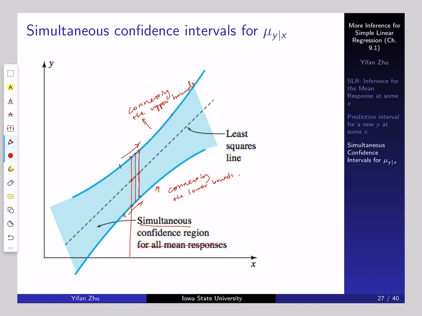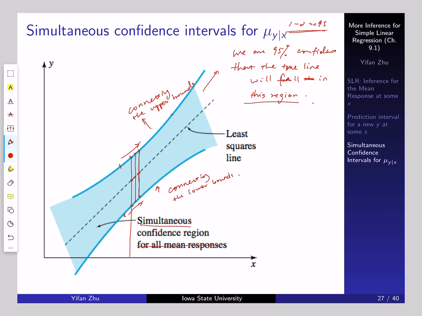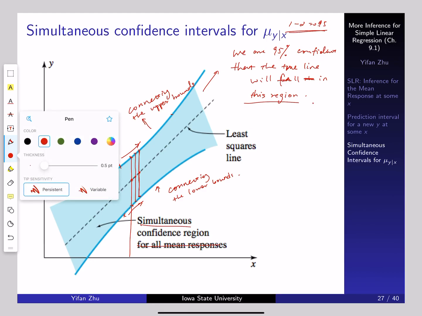So what does this mean? That means if it is 95% simultaneous confidence intervals, and you get this confidence region, we can say that we are 95% confident the true line will fall in this region. We are 95% confident that the true line, maybe the true line is here.